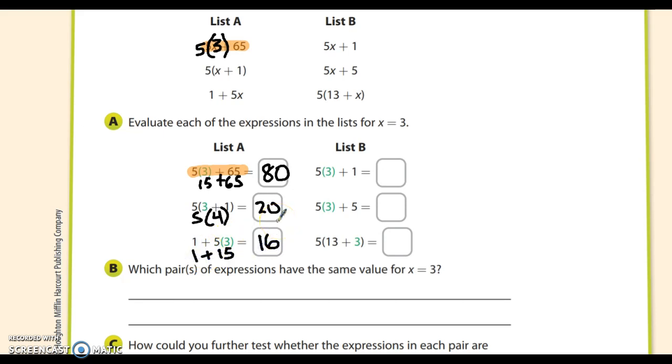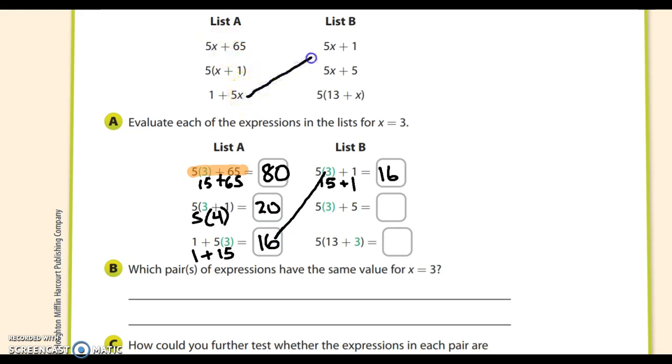Now we're going to do the same thing on the right, and match up which ones are equal to each other. So the first one, we've got 5 times 3. That's 15. Plus 1, that's 16. So now we know that these two are equal to each other. I'm going to do some matching up here as well.